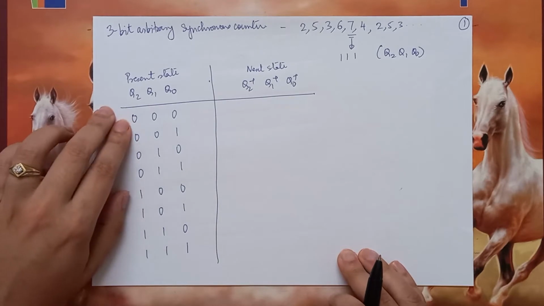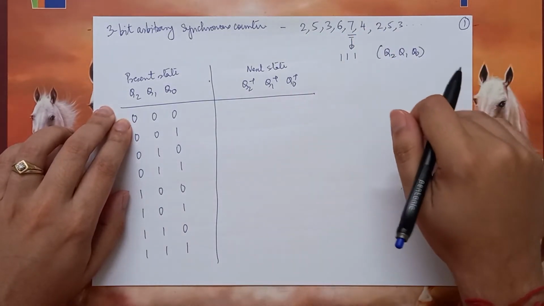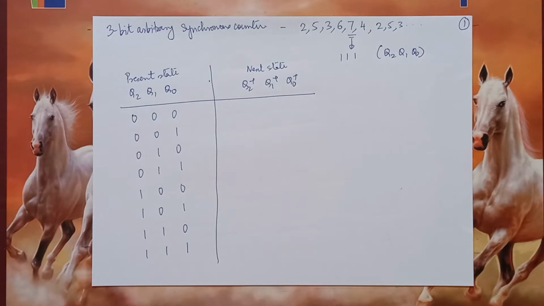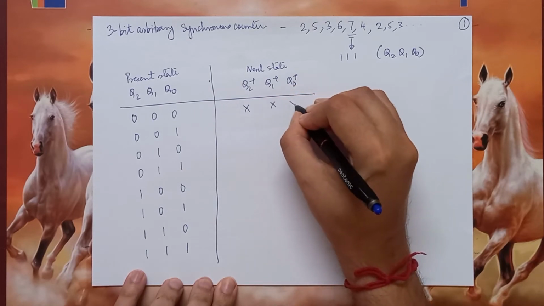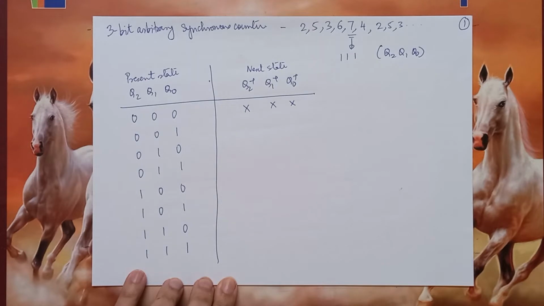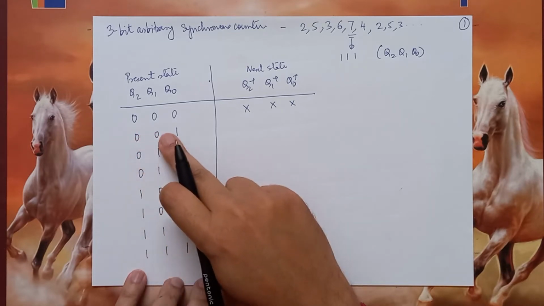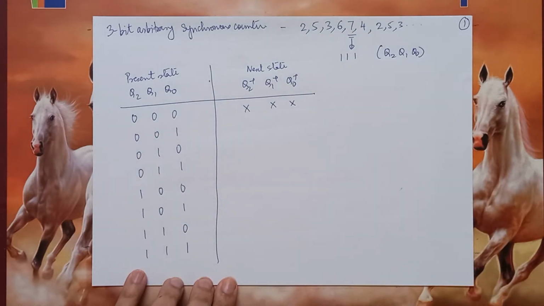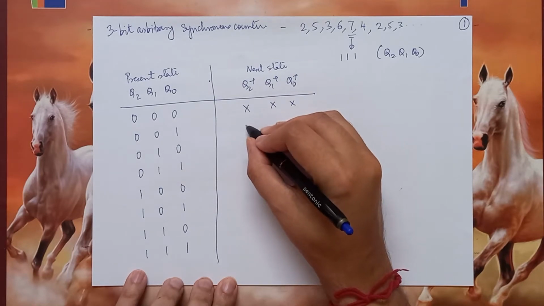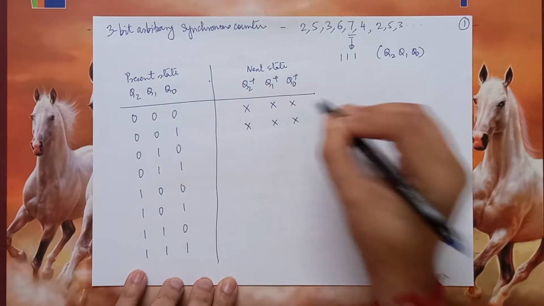So if the present state is 0, we see that 0 is not a part of the counting sequence. Therefore, the next state can be assigned as a don't care, based on our knowledge of using don't cares to make the circuit less complex in terms of additional gates. Now, if the present state is 1, we see that 1 is not a part of the counting sequence. So once again we will place this as don't cares.